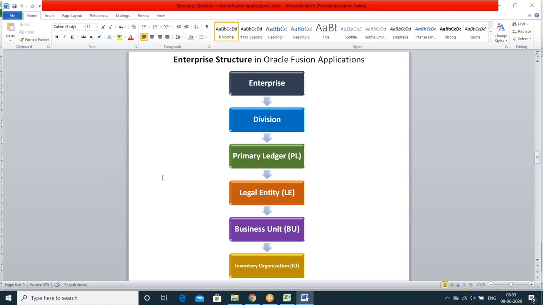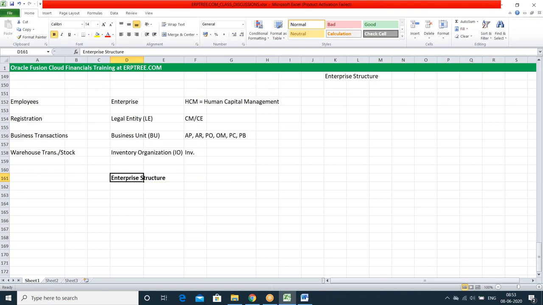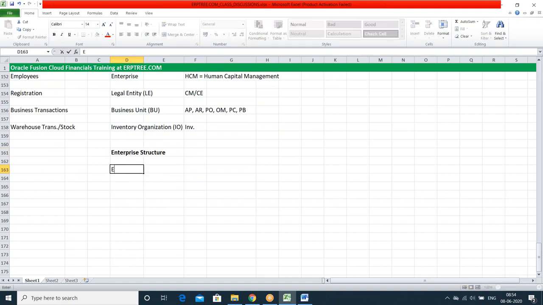So what are the possibilities and on what basis we have to decide how many clients are required, and what are the other key points we have to understand. Okay. So when you talk about enterprise structure, on top level we can have an enterprise. Under enterprise we can have divisions. Under divisions you can have primary ledger. Under primary ledger you can have legal entity. Under legal entity you can have business unit. Under business unit you can have inventory organization.